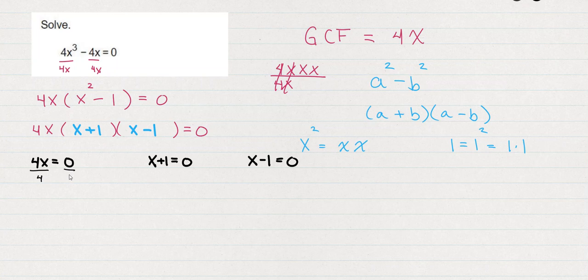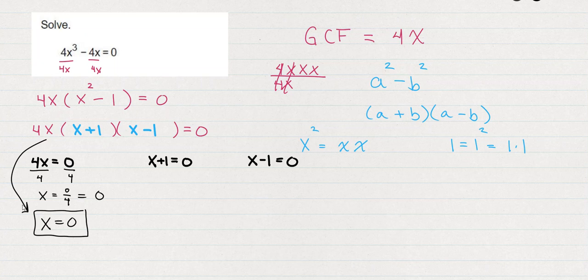So I could divide both sides by 4, x equals 0 over 4, which is just 0. So we have x equals 0, although that's the easiest of the three, that's the most forgotten, the most missed, because a lot of students will forget that x outside the factoring, the greatest common factor x, also gives a solution. It's the easy solution, x equals 0.